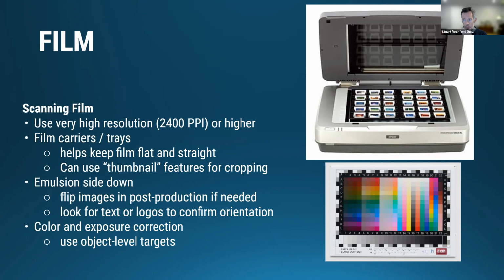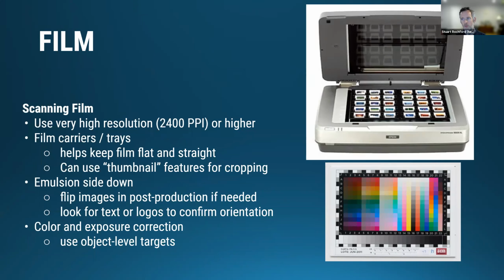So we do always use film carriers or trays. In that top right image, you can kind of see there's a lot of slides, color positive slides they're shooting. Each of those are placed into a grid. It's a tray that you can keep them nice and neat, and that helps a lot when cropping and getting the high-res images from the actual scan. We do also recommend using an object level transparency target, like the one in the bottom right. That helps when doing color corrections later on. It also helps with focus issues that we talked about earlier.